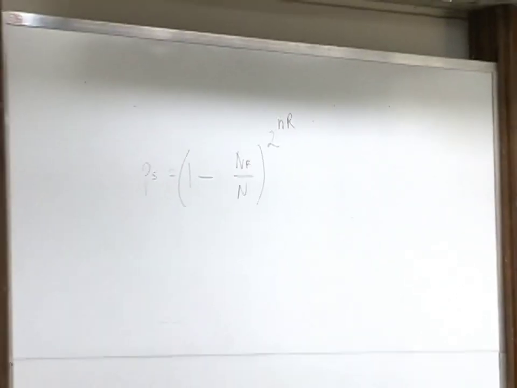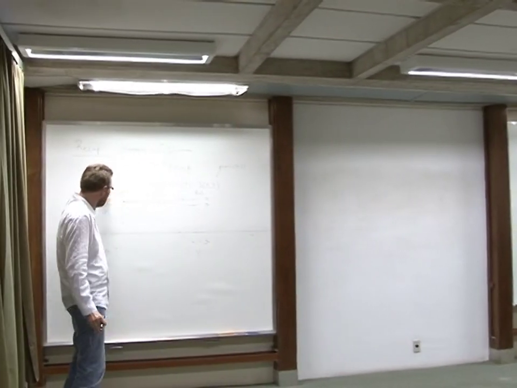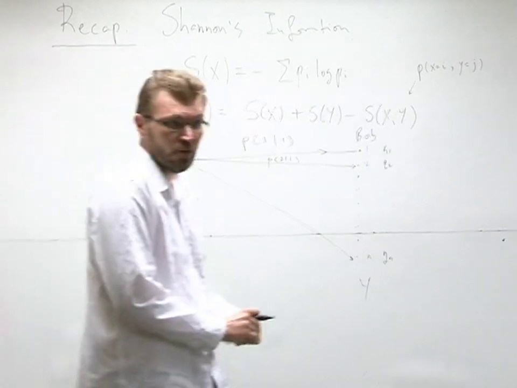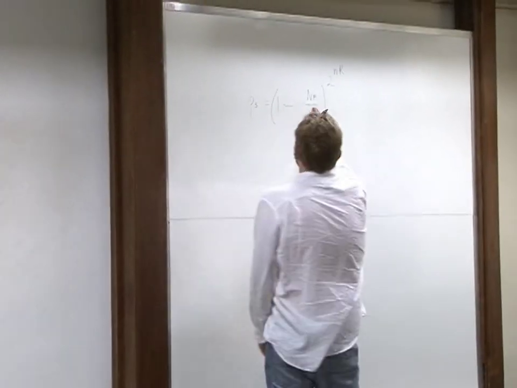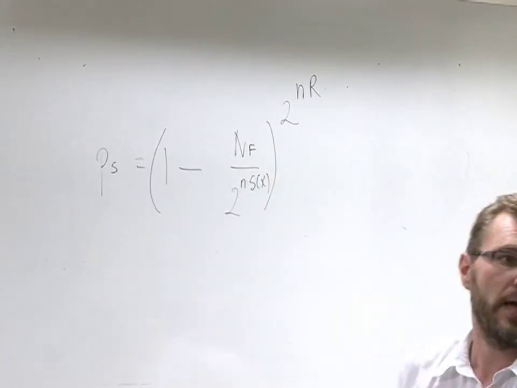And so what is the number of failures and what is the total number of messages? The total number of messages is simply 2 to the n times the entropy of the input. We already did that calculation, that's the data compression. So this is nothing but 2 to the n times the entropy of x.